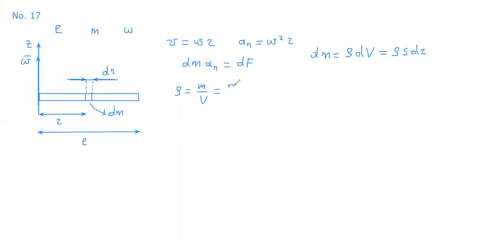And this is equal to mass divided by the square of the cross section multiplied by the length of the rod. So dm is equal to m divided by L, multiplied by dr.